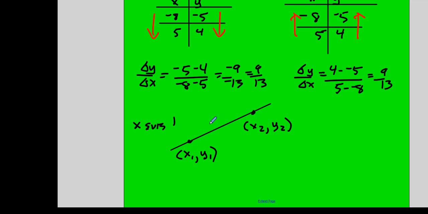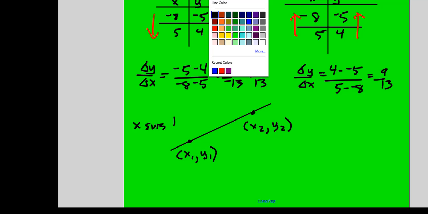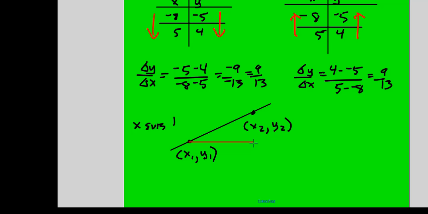So slope, one way of looking at this, again, we could draw a diagram, or draw a triangle under these 2 points. So this is supposed to be a right triangle. So this length here is going to be x sub 2 minus x sub 1.